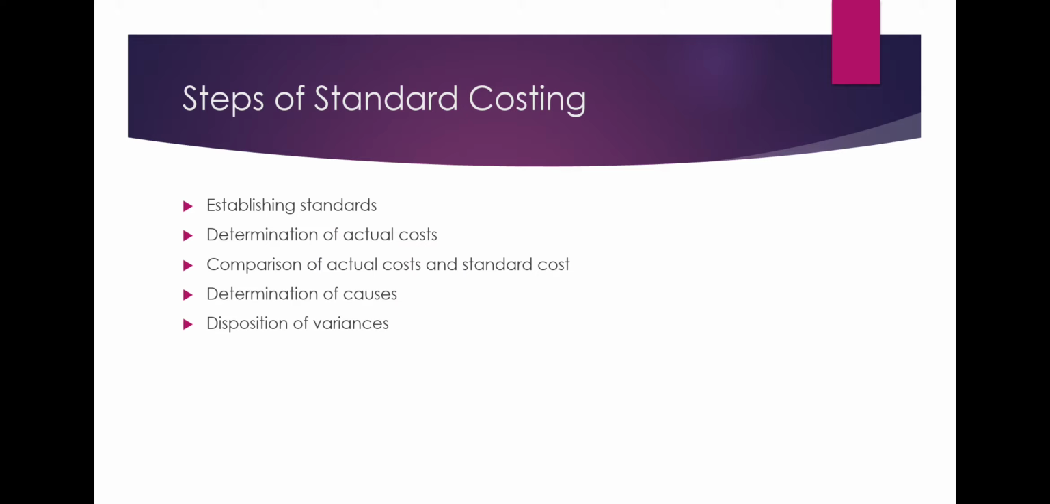Steps of standard costing. There are 5 steps under this. The first one is establishing standards. Second is determination of actual cost. Third is comparison of actual cost and standard cost. Fourth is determination of causes, and fifth is disposition of variances.